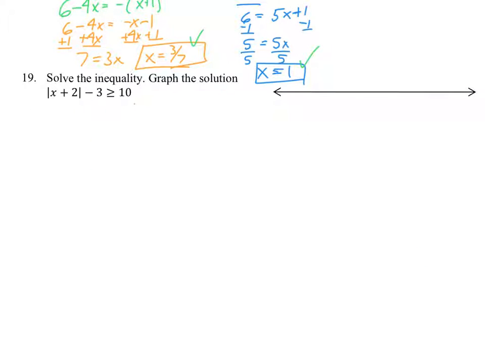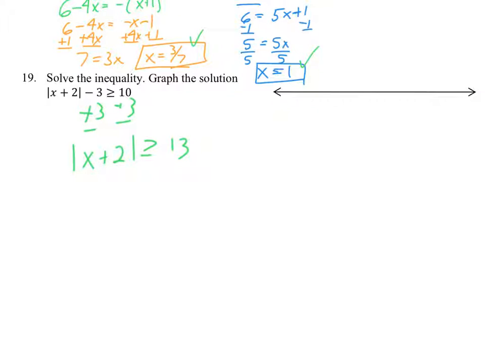And then that brings us to the last question, solving the inequality. We need to first isolate that absolute value. So we can begin by adding 3 to both sides of that inequality. It gives us the absolute value of x plus 2 is greater than or equal to 13.